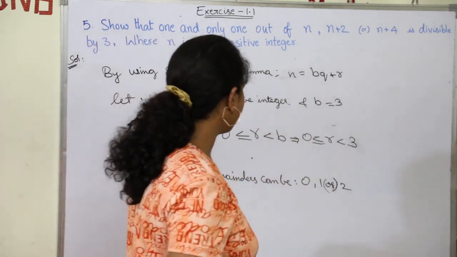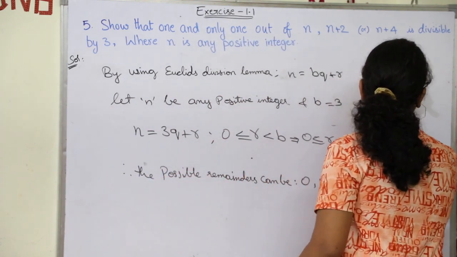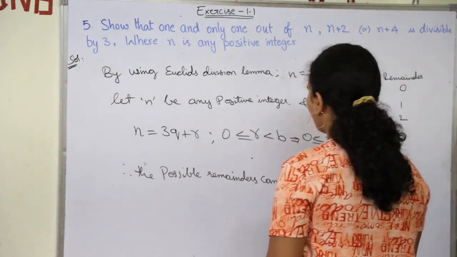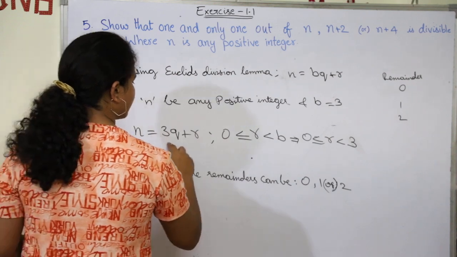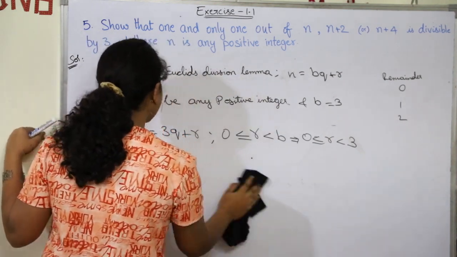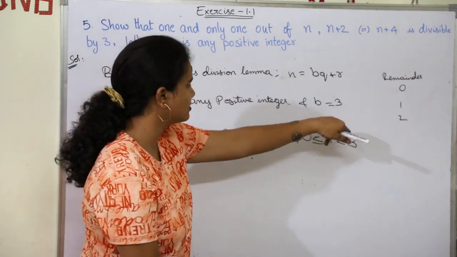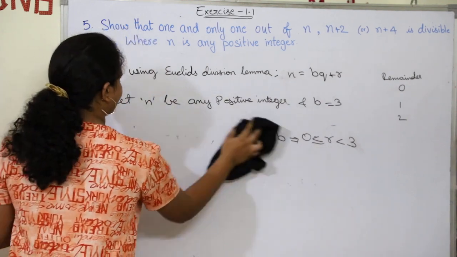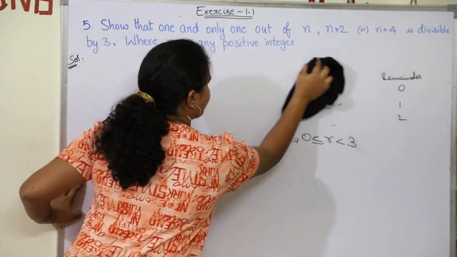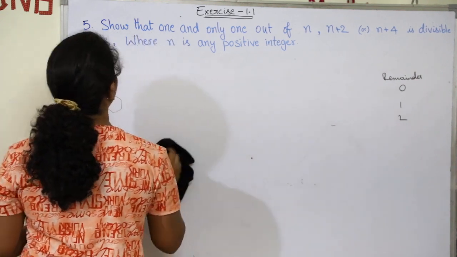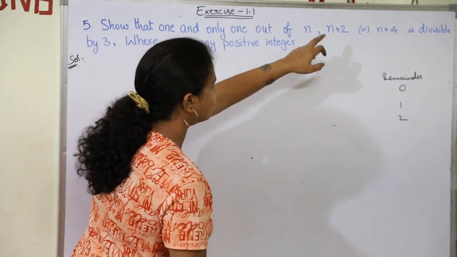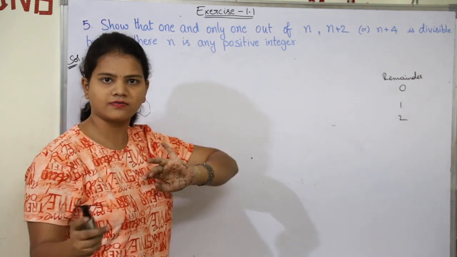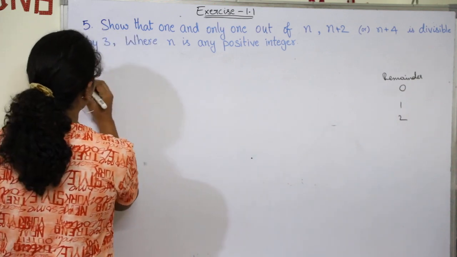Now let's write down the possible remainders, 0, 1, 2. Here n equals 3q plus r. Let's substitute these values in the place of r and make three cases. As the question says, show that one and only one out of n plus 2, n plus 4 is divisible by 3. They asked us to show this, so let's go for case 1.